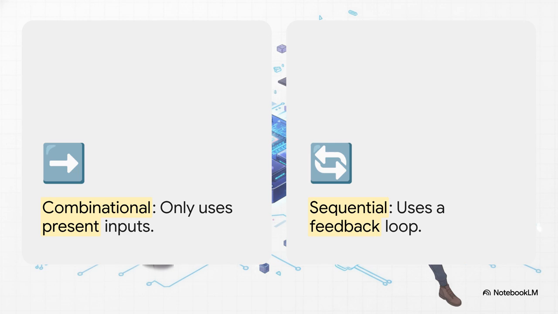But sequential circuits, that is where the magic happens. They actually feed the output path directly back into the input side. By using past outputs alongside present inputs, the circuit can remember past states. That feedback loop is the absolute foundation of digital memory.